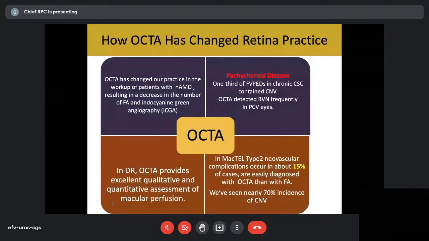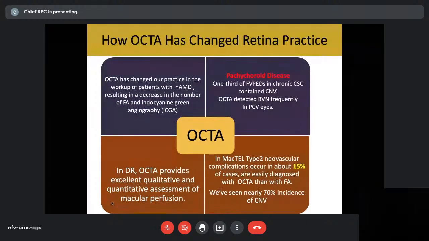Otherwise I cannot intervene with a handicap. The hands are cut off. So pachychoroid disease is very, very common, and it needs OCTA. OCTA is very, very useful. It gives you excellent quantitative and qualitative assessment of macular perfusion. Just get an AF done with it, so as to know the number of laser spots, and you actually know where to laser. So it's something like targeted laser photocoagulation.